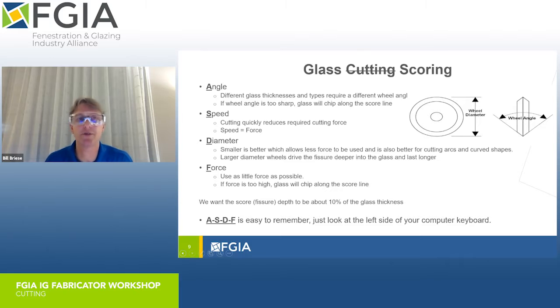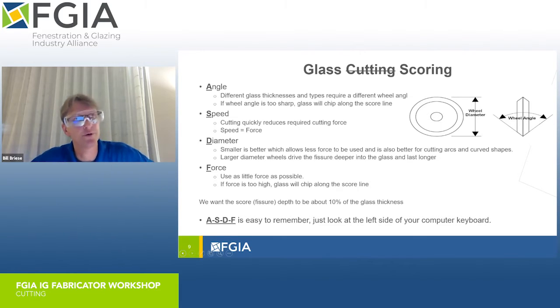So different thicknesses may require a different wheel angle. Speed equals force. The faster you go, the less force you need. Diameter, a large diameter wheel is going to bite into the glass a lot less than a small diameter wheel. So there's reasons for using a large wheel. A large wheel will last longer before you have to change it, but a small wheel might be better if you're doing tight arcs, radiuses or shapes.